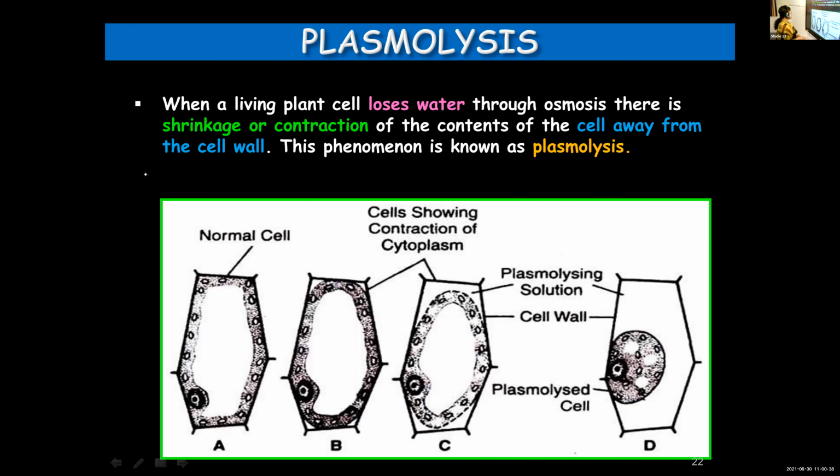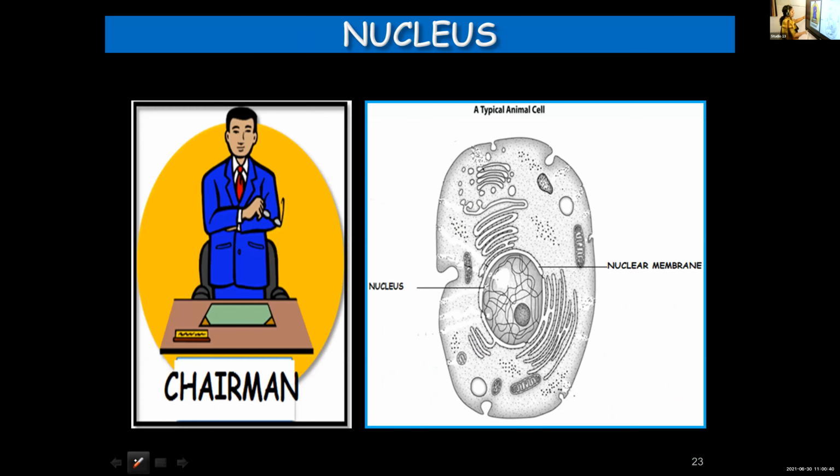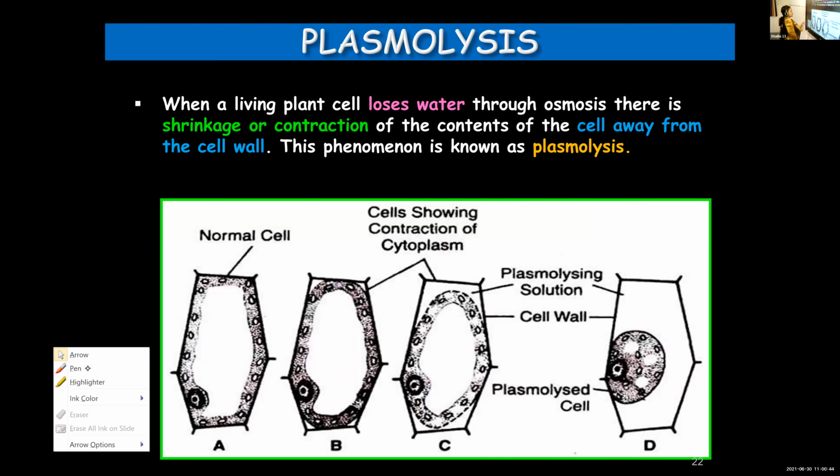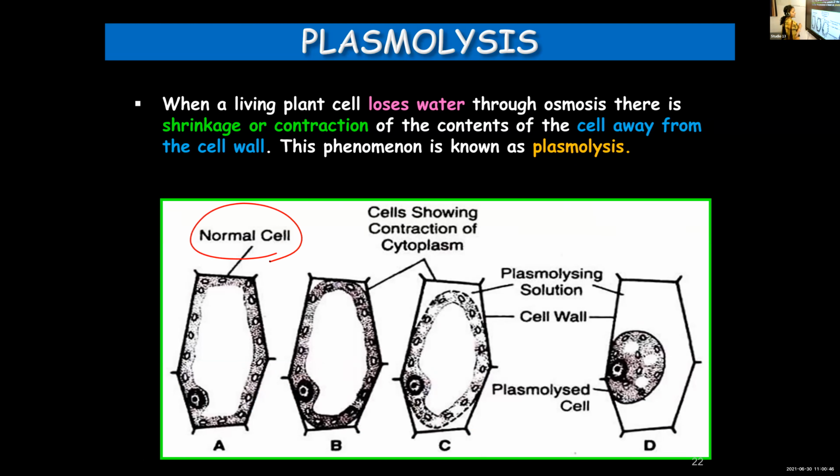Here in this picture you can see picture A. In picture A, it is a normal cell. When this normal cell is placed in a concentrated solution, you can see the cell is losing water and it is starting to shrink. Here you can see it is slowly shrinking.